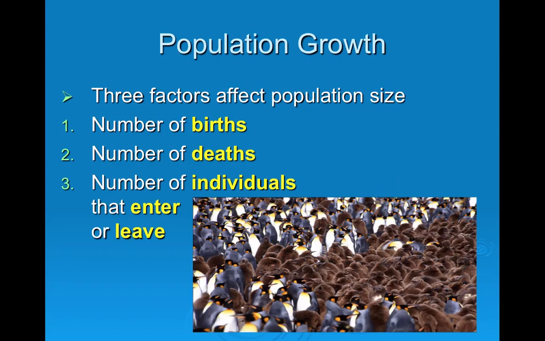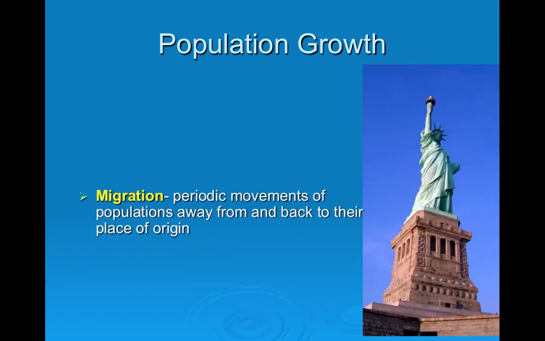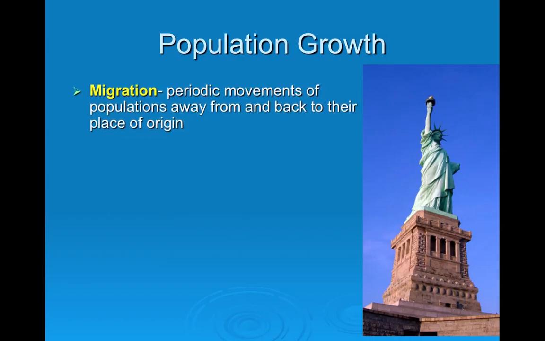And then you also have the number of individuals that enter or leave, i.e. they were already born somewhere else and they come into the population, or they're in the population and they just choose to leave the population while still being alive. And migration is just basically the periodic movement of populations away from and back to their place of origin.